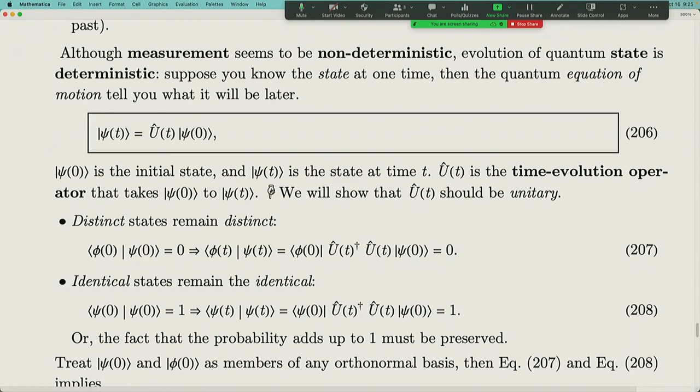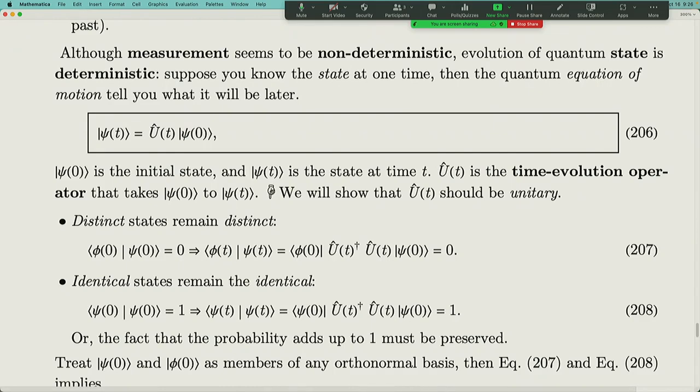The first property is that distinct states must remain distinct. So what do we mean by distinct state? Suppose we have two initial states. One is called theta, the other is called phi. The fact that they are distinct means that their scalar product is 0. That's the definition of two states being distinct, as we studied previously. Because if you are in this state, there's no probability to observe the system in the other state, so you can distinguish them. And then distinct states remain distinct, meaning that in terms of the final states, the inner product or scalar product must also be 0.